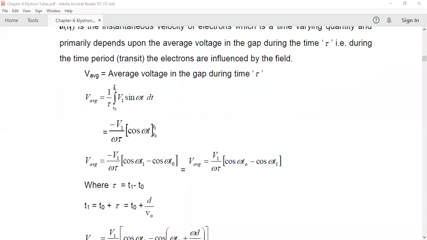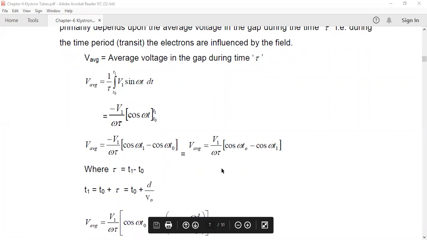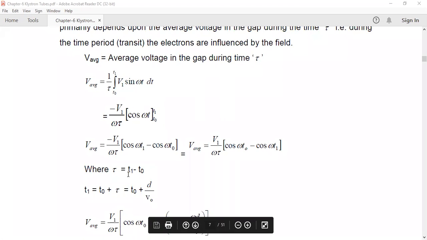Now substituting the limits T0 to T1, we get cos omega T1 minus cos omega T0. So that is equal to V1 by omega tau into cos omega T0 minus cos omega T1. Already we know tau is the time difference, T1 minus T0. So this is tau.